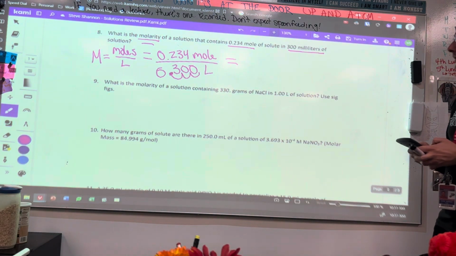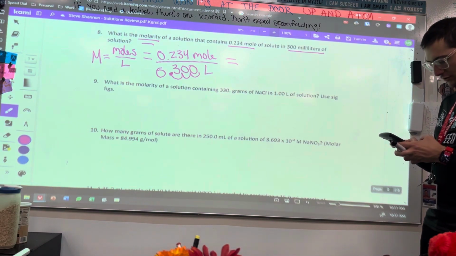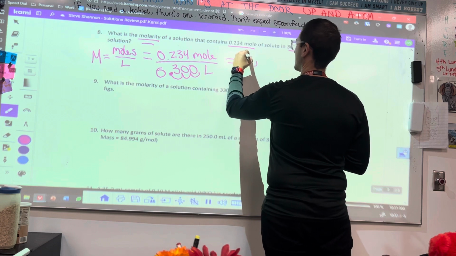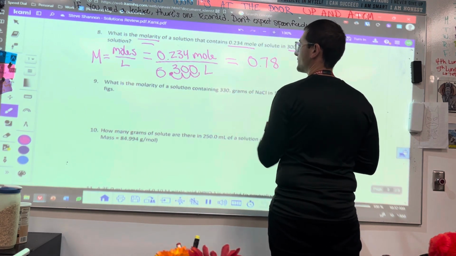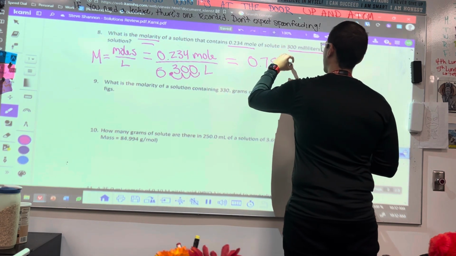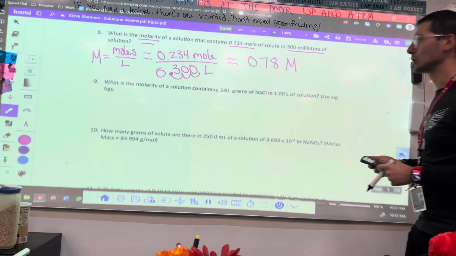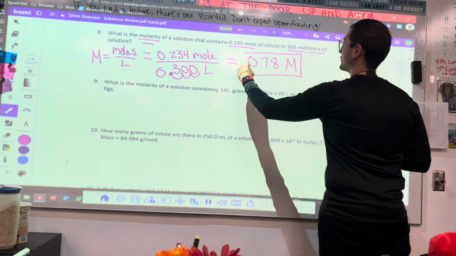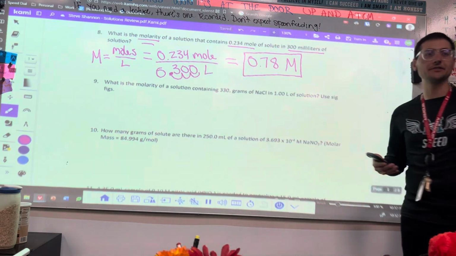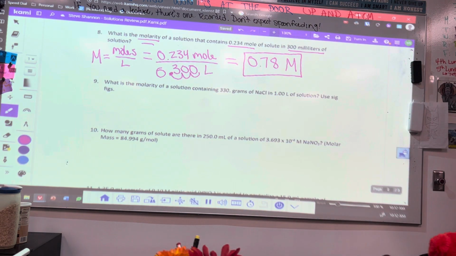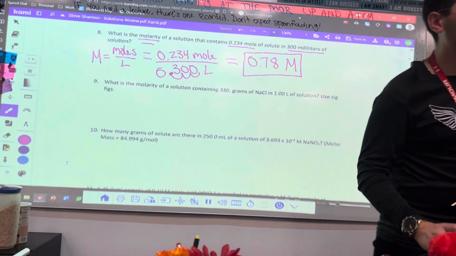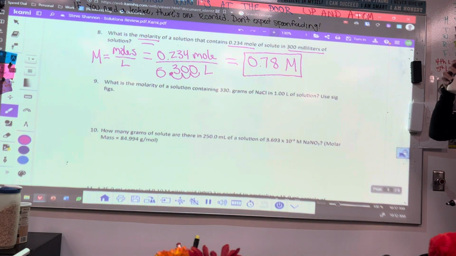0.234 divided by 0.3 equals 0.78, and that is 0.78 molar. And that's it. Moles over liters. Did we get a decimal? Yes, and that's okay. You just need to know the process, and you need to trust your process, and then you can trust your answer.